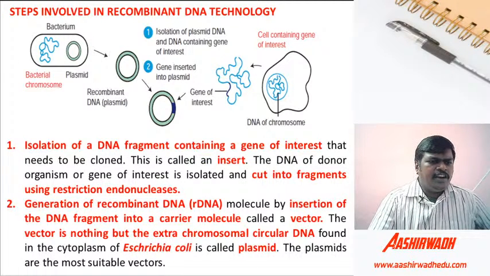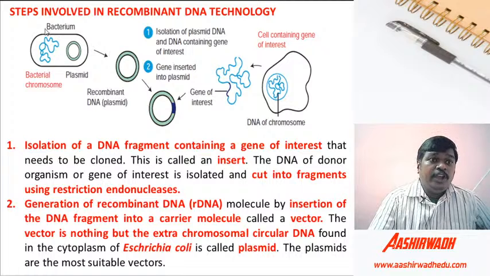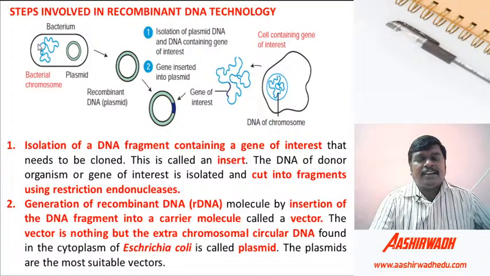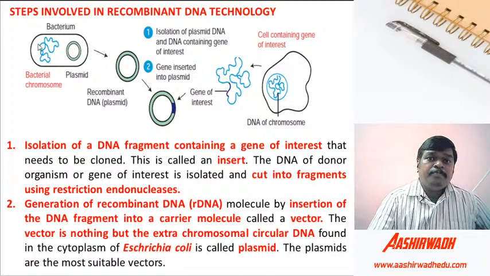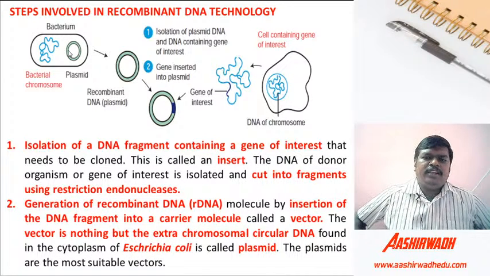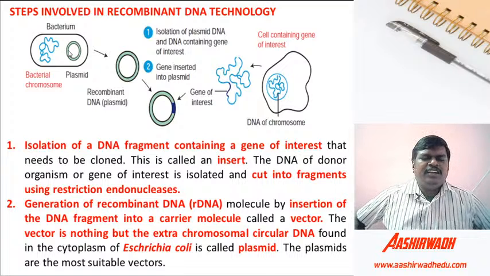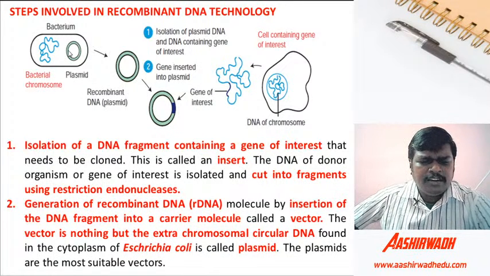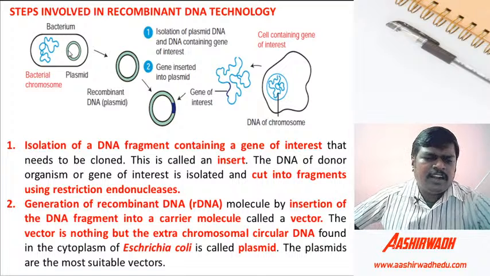The E. coli bacterium is a prokaryotic organism. This bacterium has two fragments. It has two nucleic materials. One is the nucleoid. This is the actual nucleus for bacteria. And apart from that, in the cytoplasm, there will be an extra chromosomal material. That is a circular extra chromosomal material. It will be present in the bacteria. That is called as plasmid. So this plasmid is used as a transferring agent.